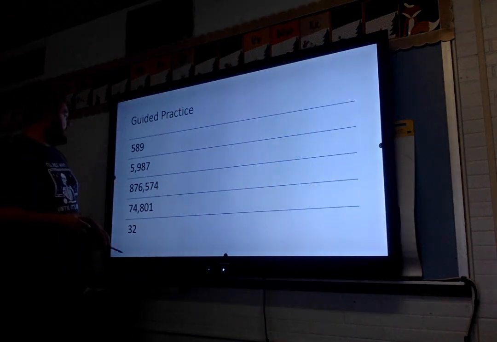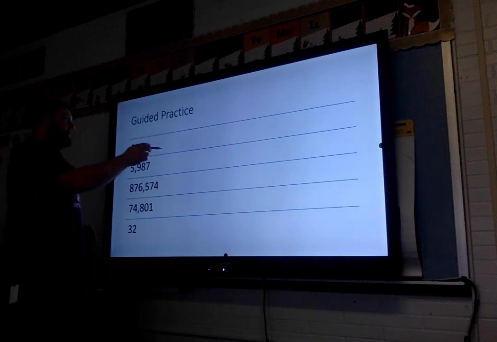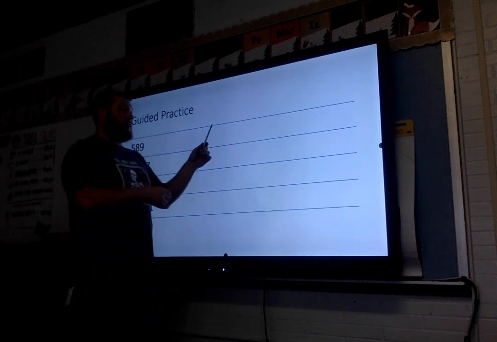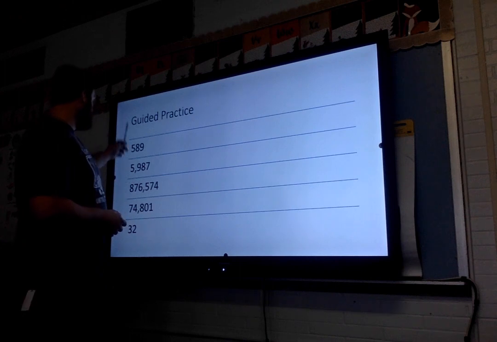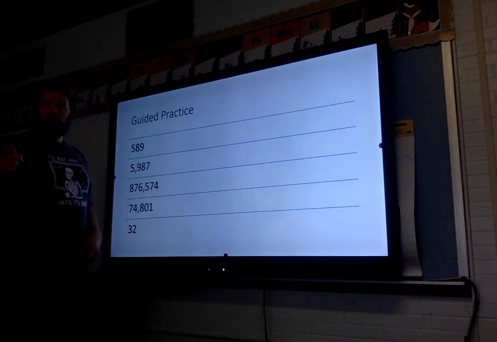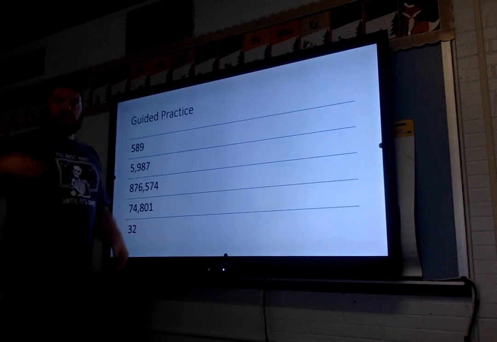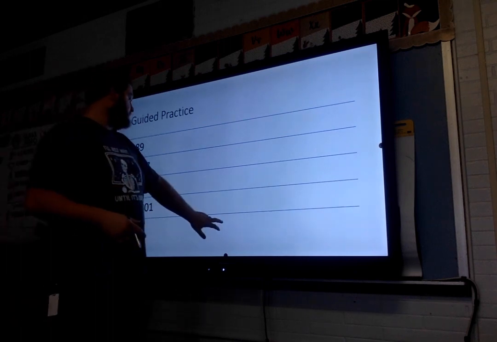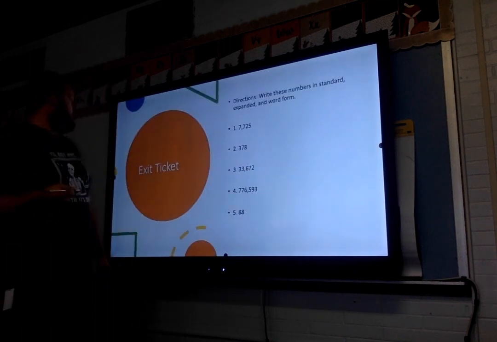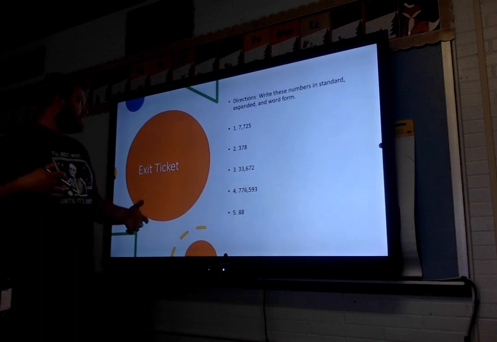Then with here, we do it with all these numbers. Do the same step. We have the standard, expanded, and word form for each one of these numbers, which they would do on a piece of paper that I'd give them. That way I could see their work. Or on their whiteboards. They have to show it to me, though. That way I understand that they're understanding it.